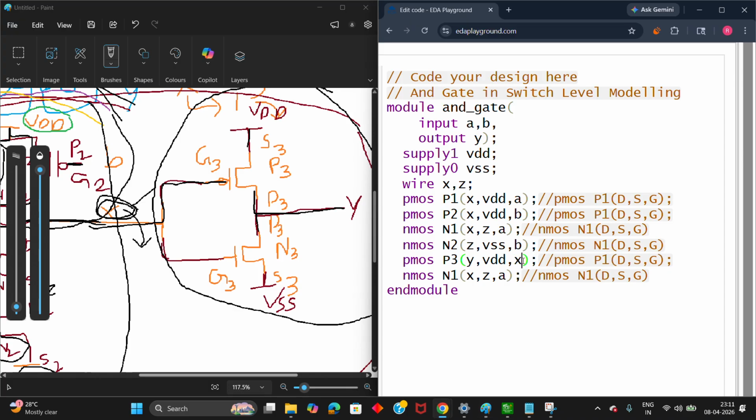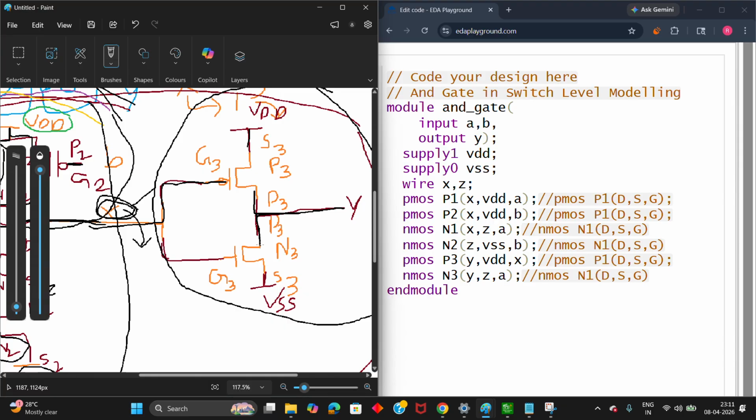Okay, similarly you do it for the NMOS. For NMOS, what happens? For N1, sorry, you need to change the instance name, right? N3. Why? Because you shouldn't use the same instance name, for two NMOSs, or it may be for two PMOSs. So for the drain terminal, we have connected the output Y, right? So you need to replace it as Y.